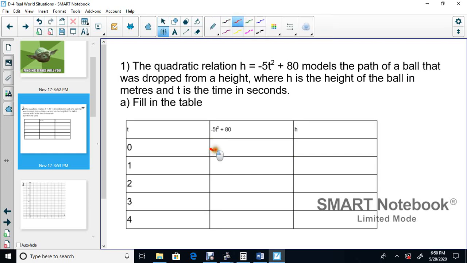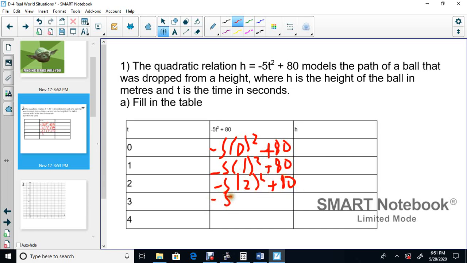So we get negative 5 times 0 squared plus 80. Here you get negative 5 times 1 squared plus 80. Here you get negative 5 times 2 squared plus 80. You get negative 5 times 3 squared plus 80. I'm just filling in the numbers here. And negative 5 times 4 squared plus 80. Okay, now we're going to use a calculator to figure these out.